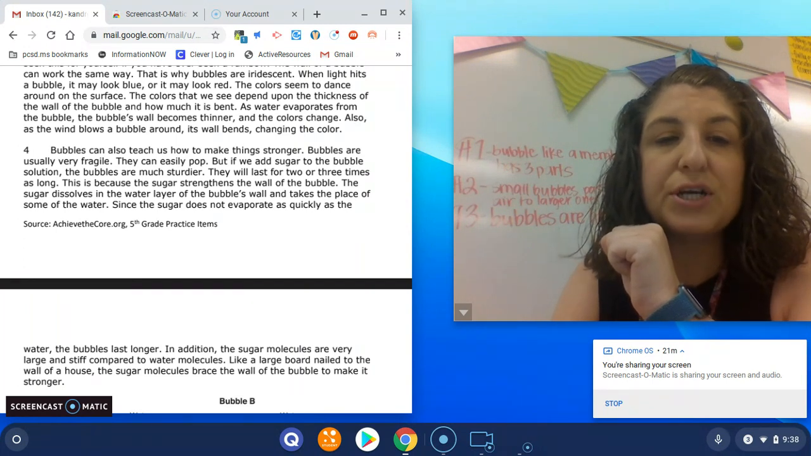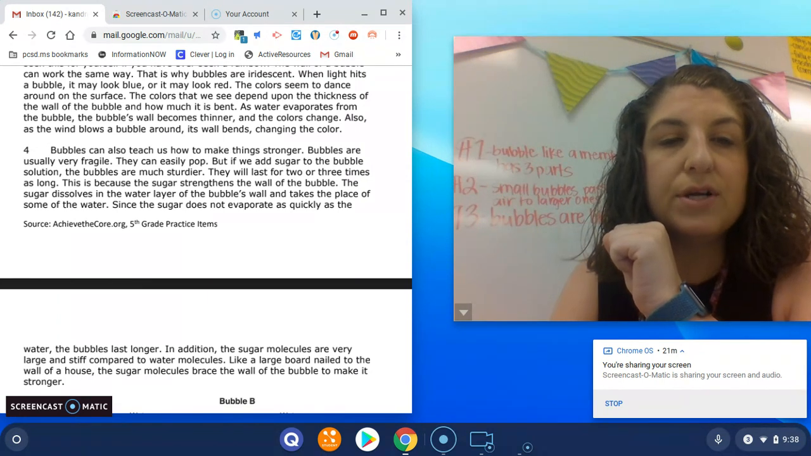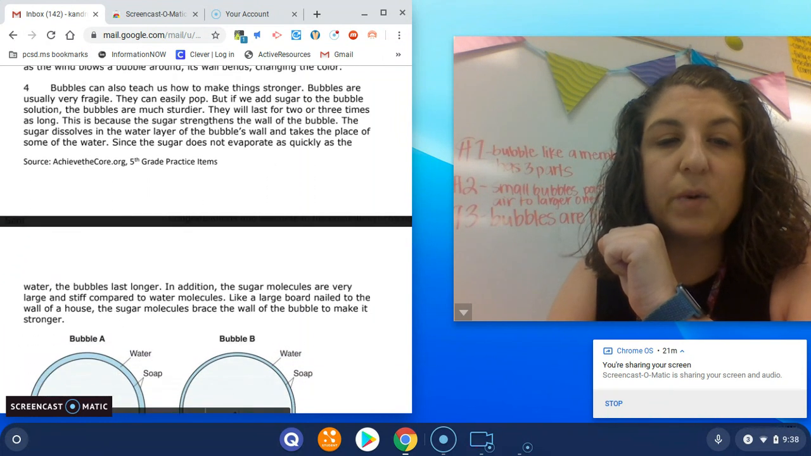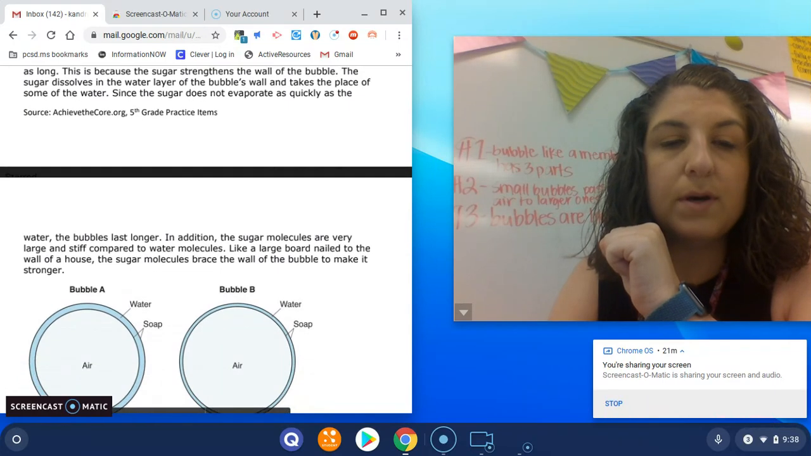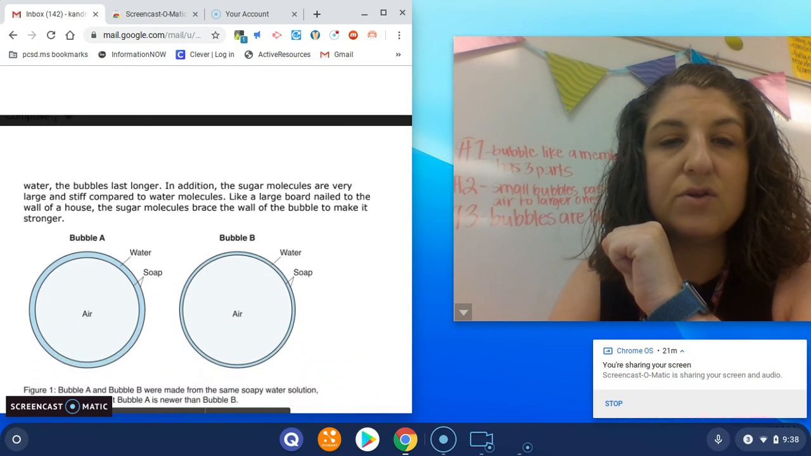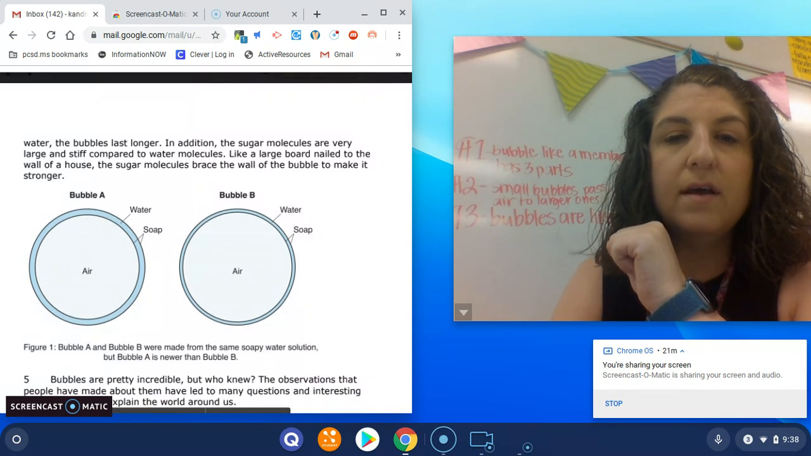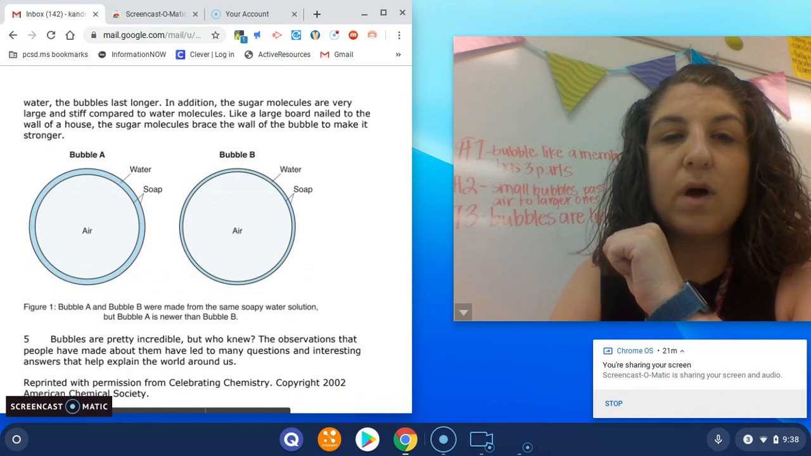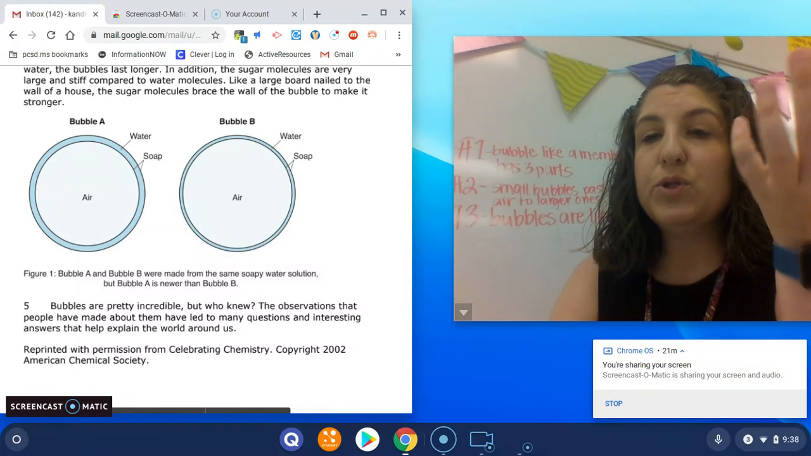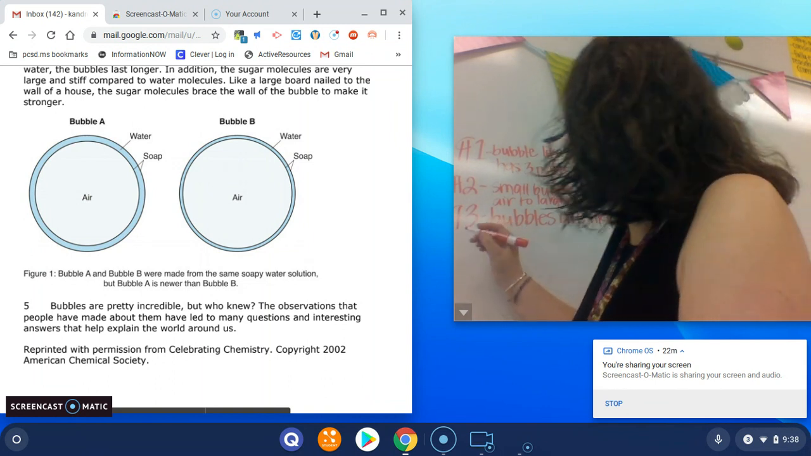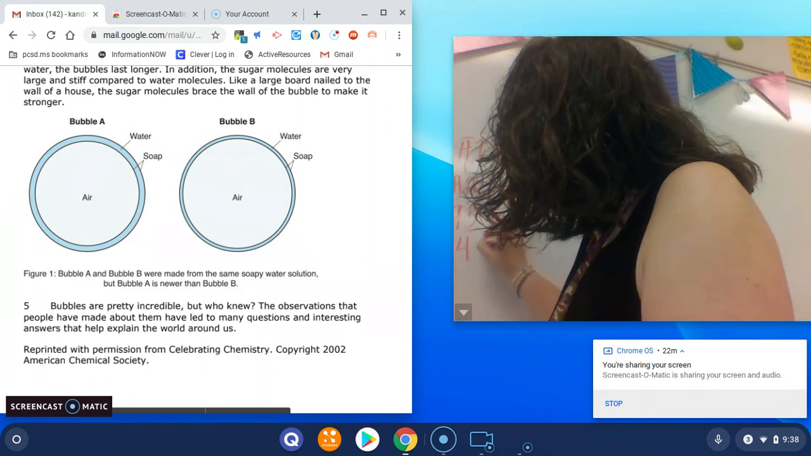This is because the sugar strengthens the wall of the bubble. The sugar dissolves in the water layer of the bubble's wall and takes the place of some of the water. Since the sugar does not evaporate as quickly as the water, the bubbles last longer. In addition, the sugar molecules are very large and stiff compared to water molecules. Like a large board nailed to the wall of a house, the sugar molecules brace the wall of the bubble to make it stronger. So your sugar becomes the sturdier walls of your bubble. In paragraph 4, we find out that sugar can make bubbles stronger.